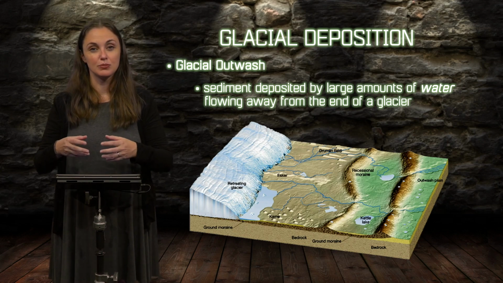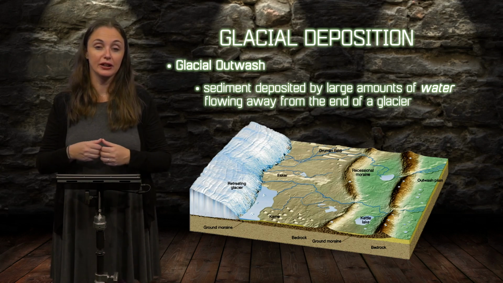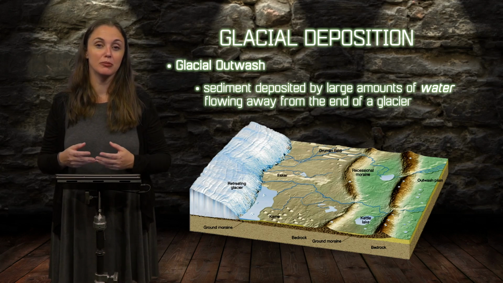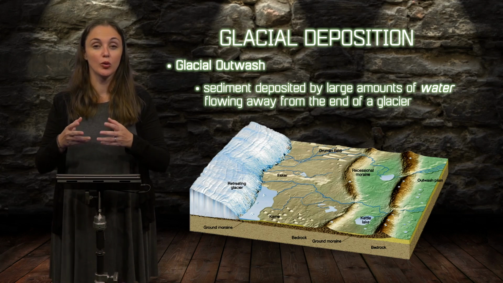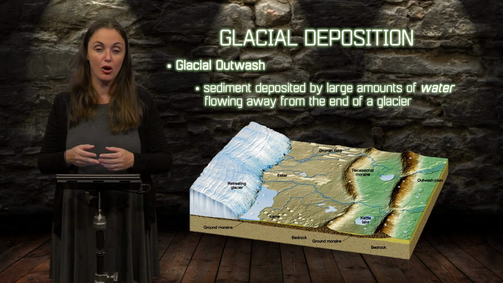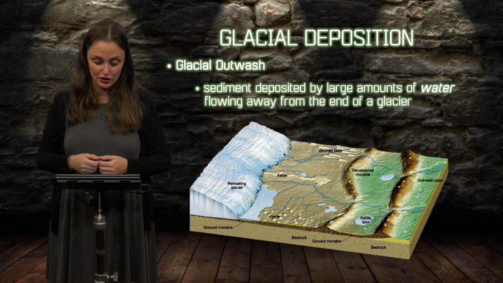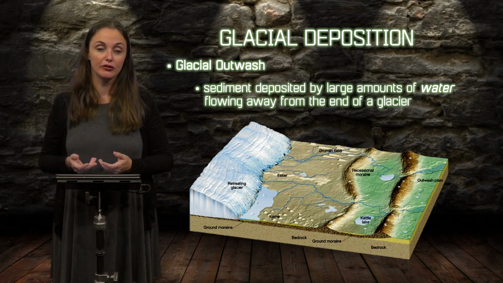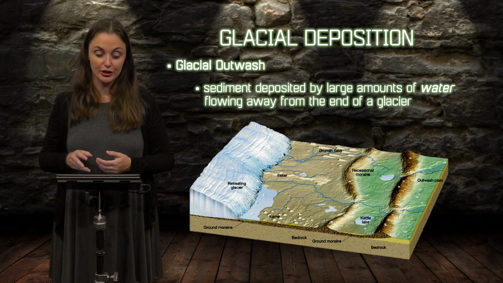You typically have these braided stream channels because you have an unbelievable amount of sediment and not a tremendous amount of water. So instead of having one main channel, you have several small channels that tend to flow in and out of each other. These are all examples of features that are formed from glacial outwash.